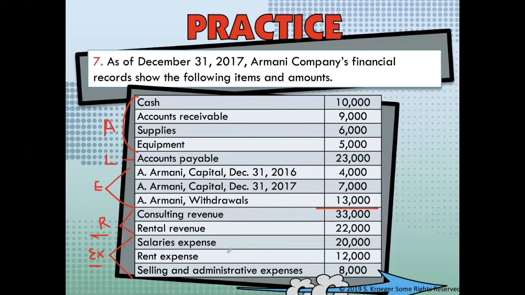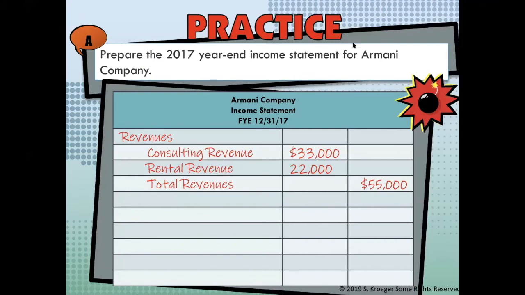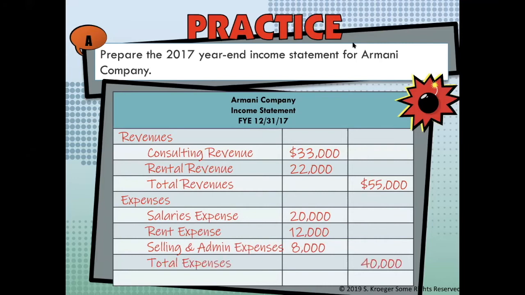The expenses would be these three accounts here at the bottom: salaries expense, rent expense, selling and administrative expenses. We're going to list all of these three next. We'll put the category heading of expenses in and then list the three with their totals on the left side. Salaries expense of 20,000, rent expense of 12,000, selling and administrative expenses of 8,000. Total up your expenses to get a total of 40,000. All of these expenses here equals the 40,000.